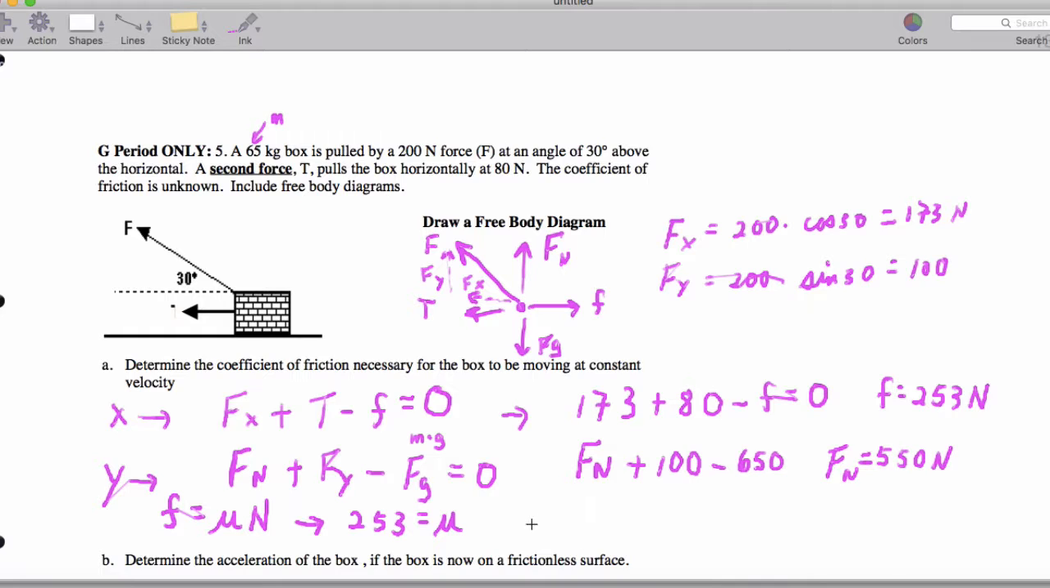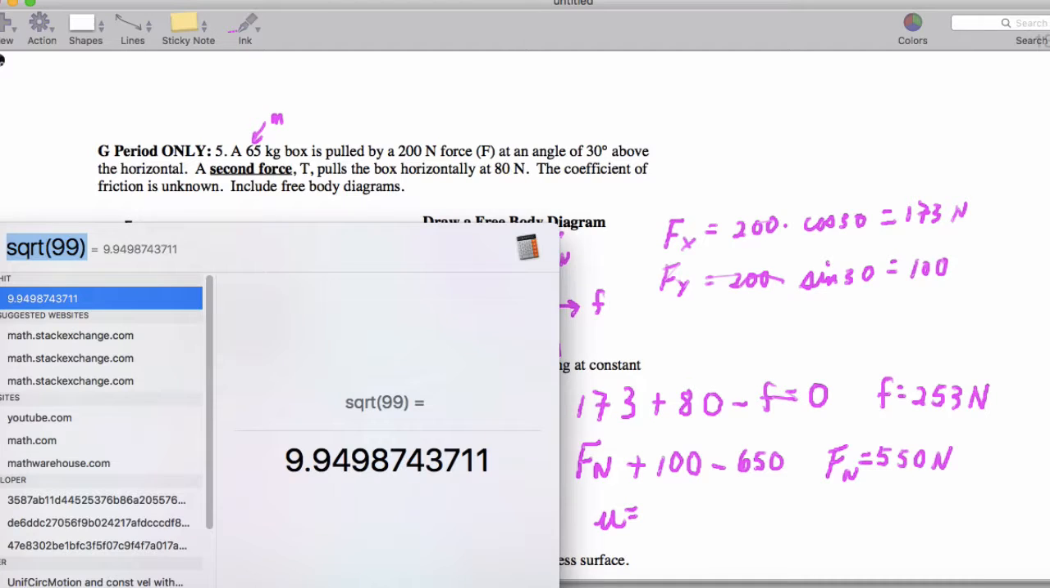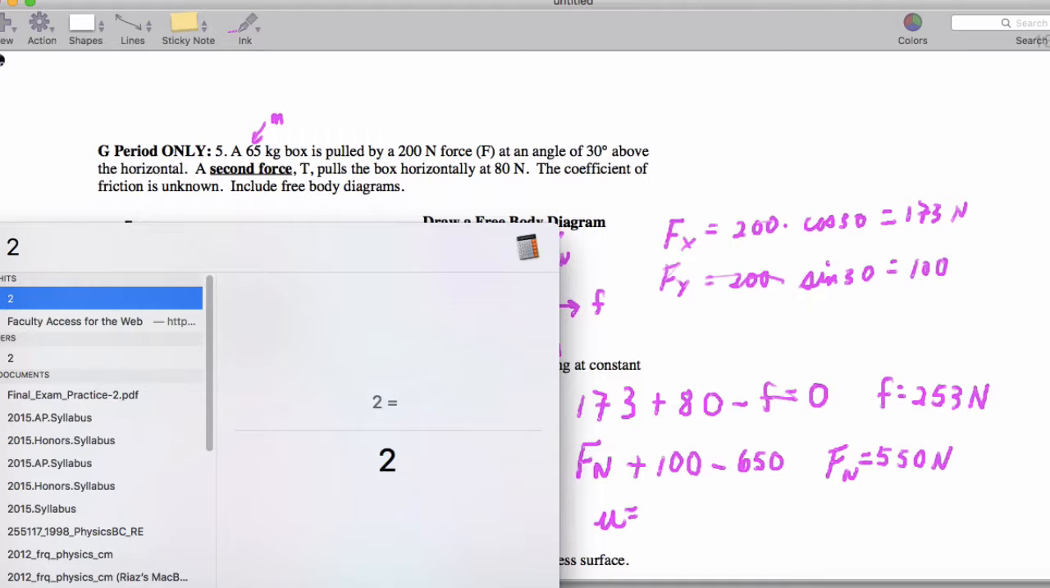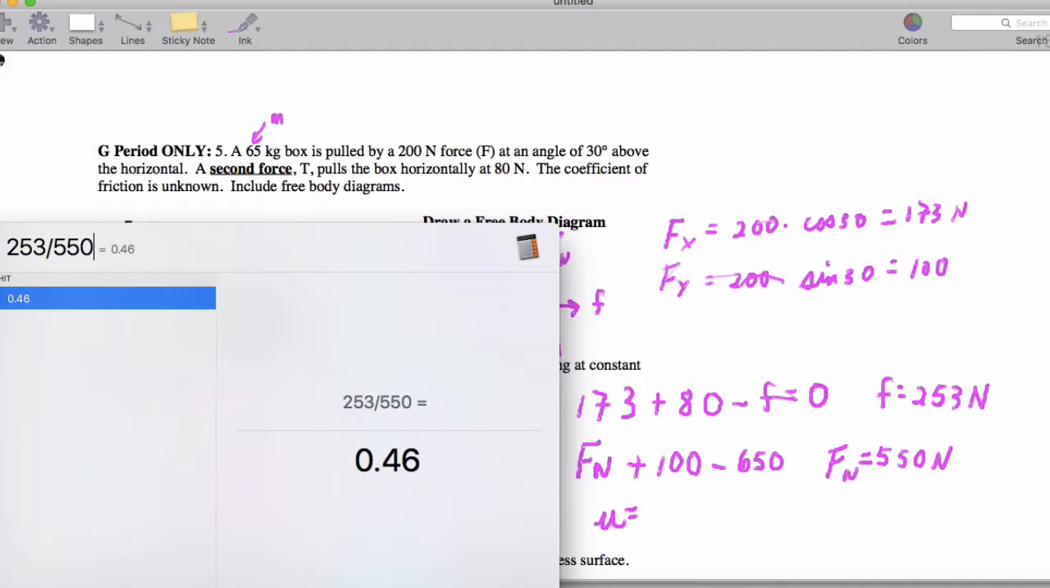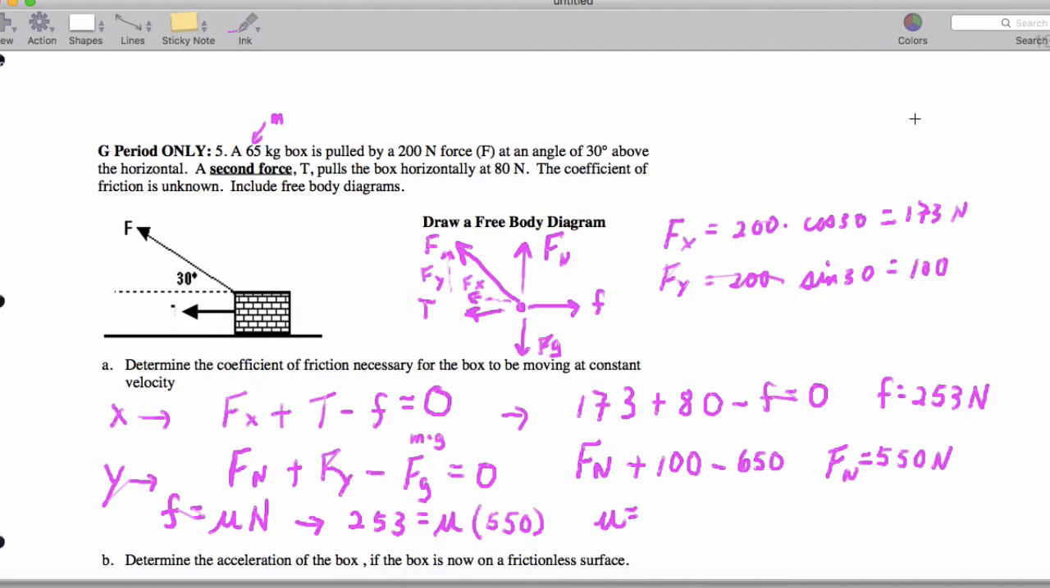So now we can actually plug that in here. F equals mu N, with N being 550. And when we solve for mu, we'll actually end up getting 0.46. Very cute. I'm really choosing these adjectives that have nothing to do with the problem. I don't know how this is cute in any way whatsoever. I believe it's correct. That works.